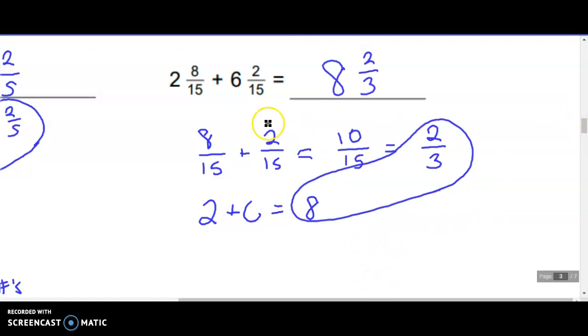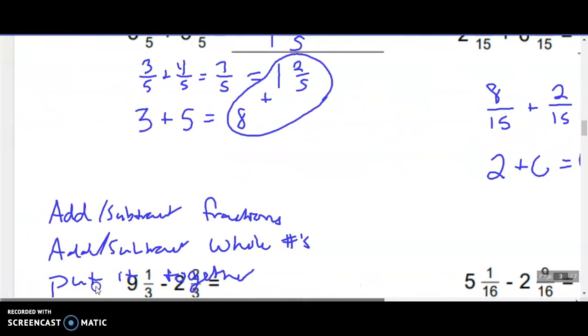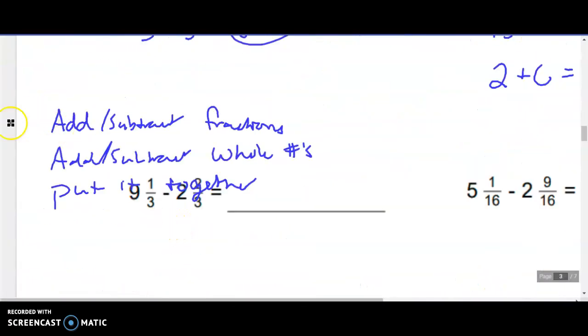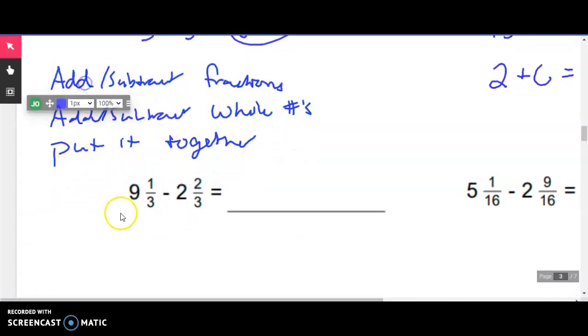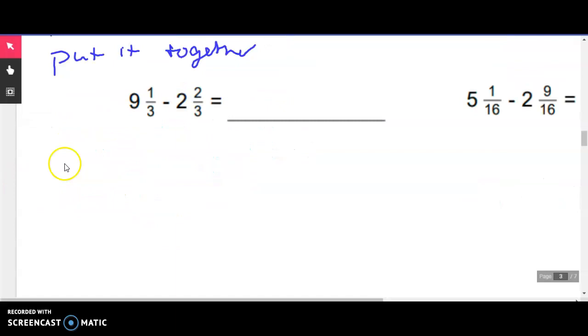Okay? Again, a lot easier than doing 2 times 15 plus 8, 6 times 15 plus 2, adding these giant numbers together, and then taking that and making it into 8 and 2/3. It's a lot easier this way, okay? So I don't want you to have to stress out too much. It's not that hard. Now here, the same thing.